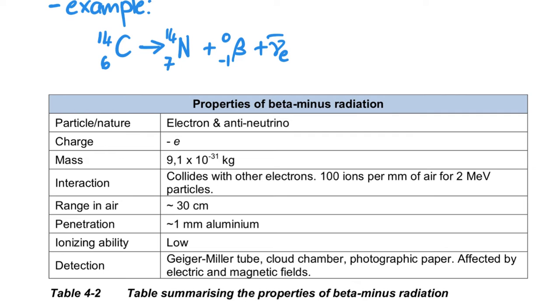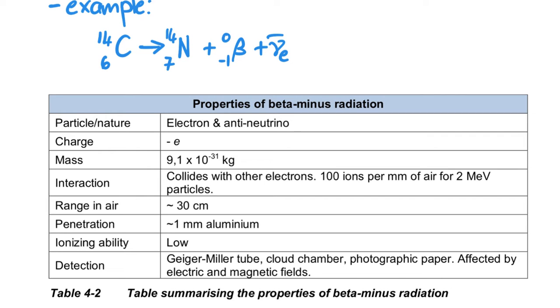Quite an amazing process. So if we look at the charge, we would have plus 6 on the left-hand side with the parent nucleus. With the daughter nucleus, we'd have plus 7. But the beta particle has got a charge of negative 1, so negative 1 plus 7 gives us plus 6, which was the original charge of the parent nucleus.